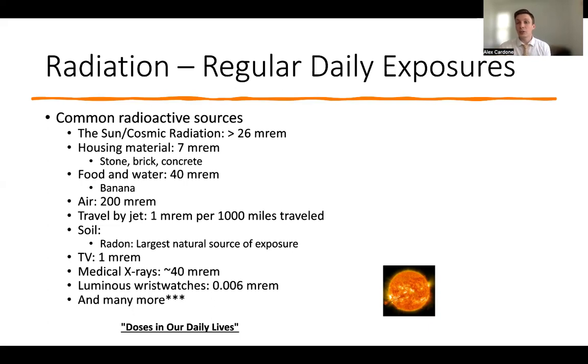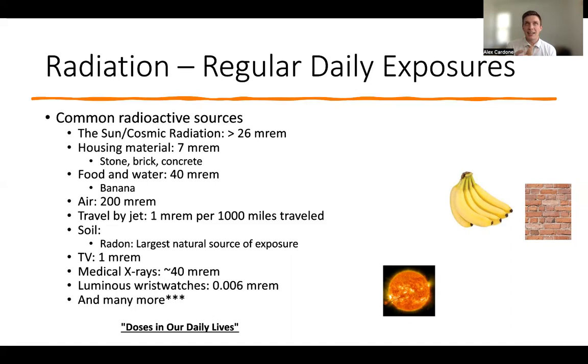In addition to that, housing material also makes a difference. If you have a house made out of stone, brick, or concrete, that's almost an additional 7 millirem. Food and water is about 40 millirem. A banana, if I remember right, is calculated as about 0.01 millirem. Bananas specifically, because potassium is naturally a radioactive material, even if it's a very, very low dose. You could theoretically eat a ton of bananas and be overexposed to radiation. There's no way you would eat that much. It's a very, very low amount, but in theory, I guess.